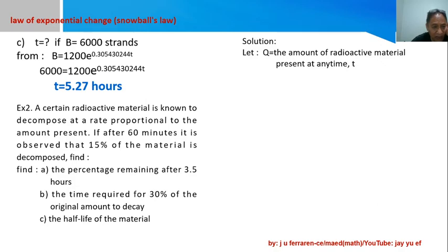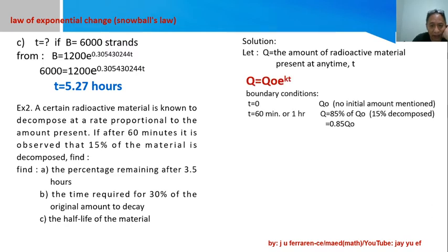If that is a radioactive material, you are free to use R if you like, but I may go back to the original variable used in the derivation of the formula. My Q represents the amount of radioactive material present at any time T. So my formula can be Q equals Q sub O exponential KT. So I need to have my K.